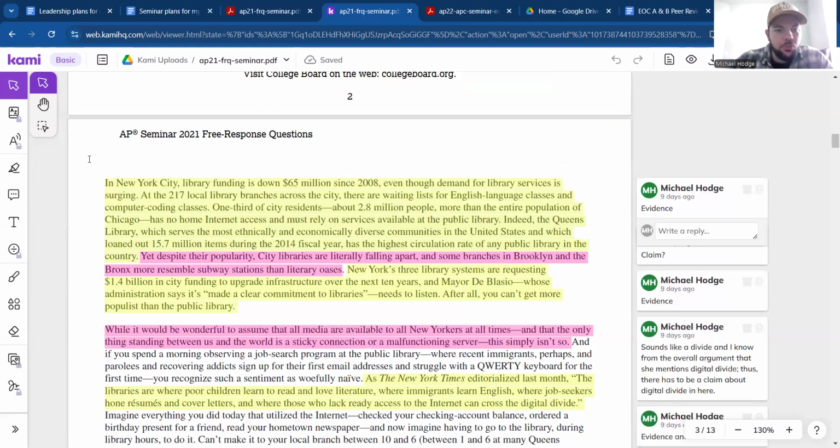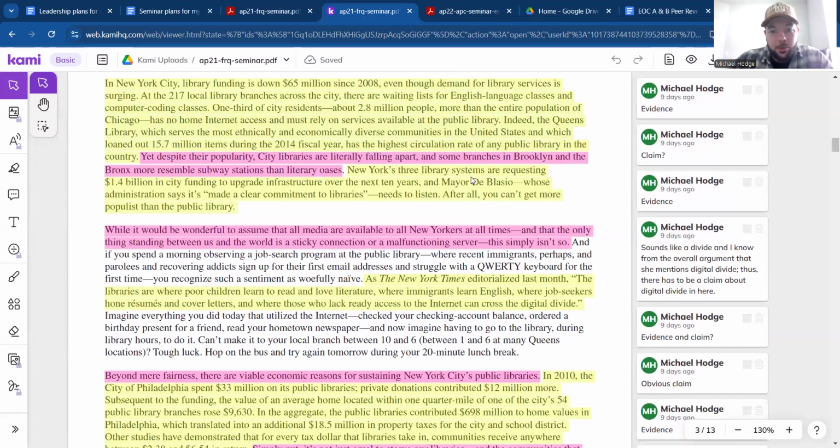All right, moving on. And here we marked off a bunch of stuff as evidence. So guess how easy this is going to be. Let me read this sentence and see if it sounds like a claim. "Yet, despite their popularity, city libraries are literally falling apart." Boom. That's an opinion, because there's going to be somebody who could argue that they're not falling apart, even though you feel like you could look at libraries and they look dusty and dirty, right? That's subjective.